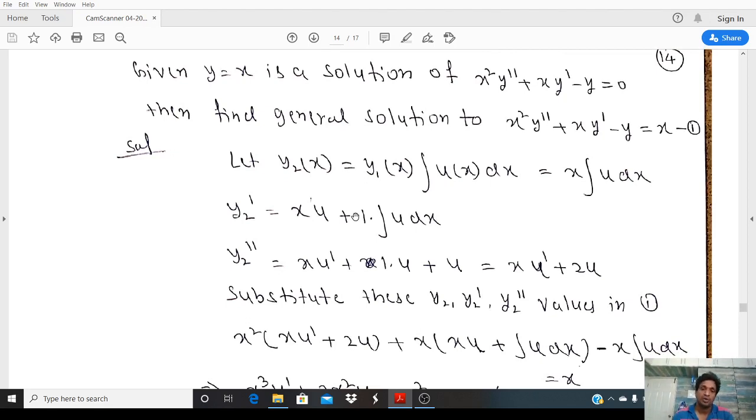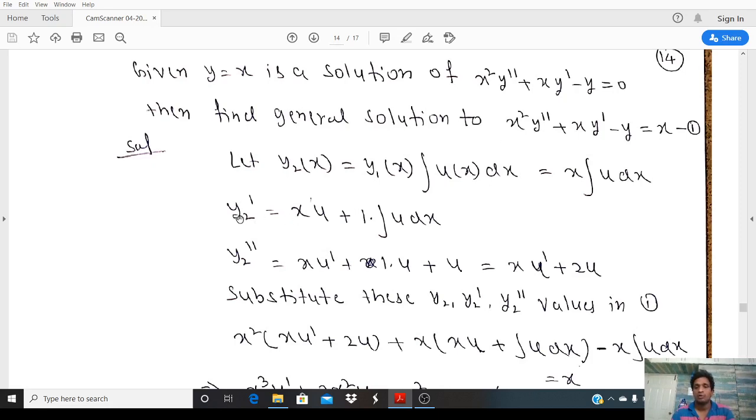Okay, so here let y2 of x be what I am assuming, y1 of x times the integration of u of x. That is, what is our y1 of x? It is x times the integration of u dx, just writing u instead of u of x. Now what we will do is substitute this y2 of x into equation 1, for which we are going to find the general solution. So if we substitute this, we need y dash and y double dash.